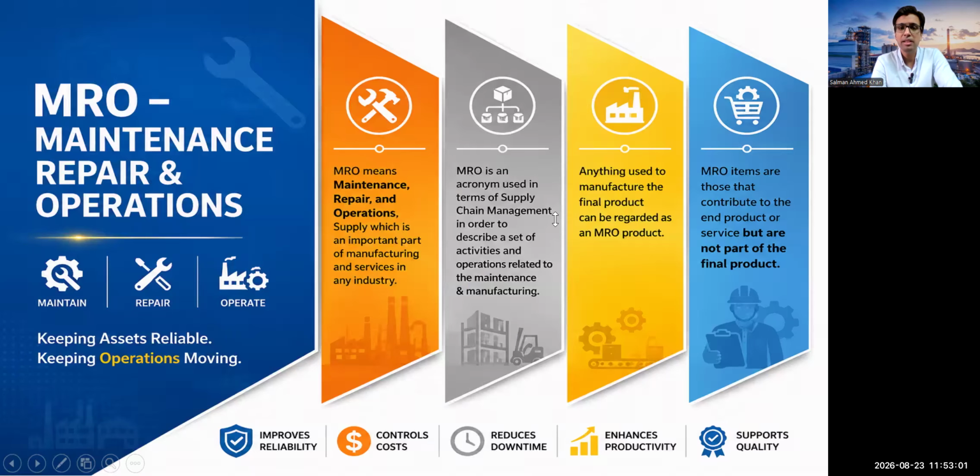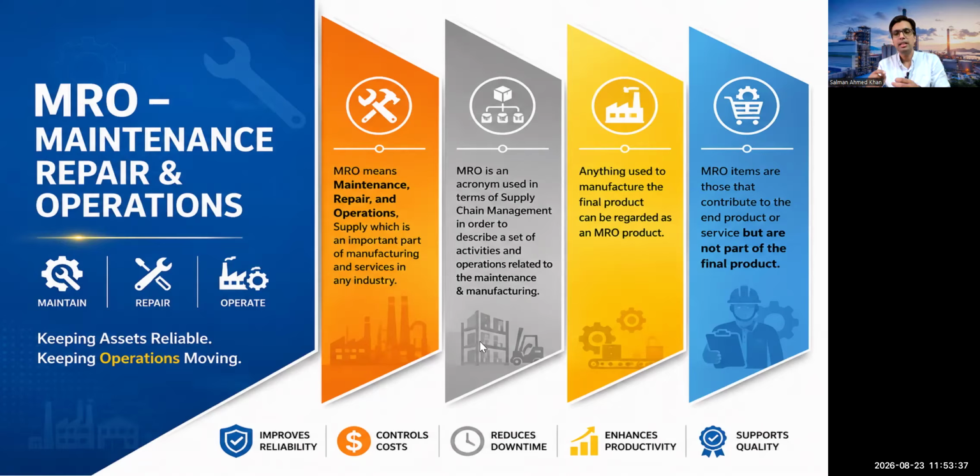Now, coming to the MRO. MRO has multiple meanings here. I will try to explain that MRO means maintenance, repair and operation supply, which is an important part of manufacturing and services in any industry. MRO is basically an acronym used in supply chain management to describe a set of activities and operations related to maintenance and manufacturing. Anything used to manufacture the final product can also be regarded as an MRO product. We can use that terminology as well.